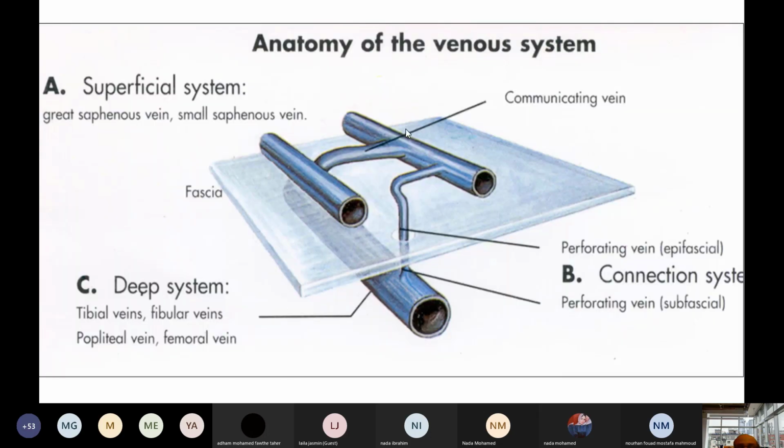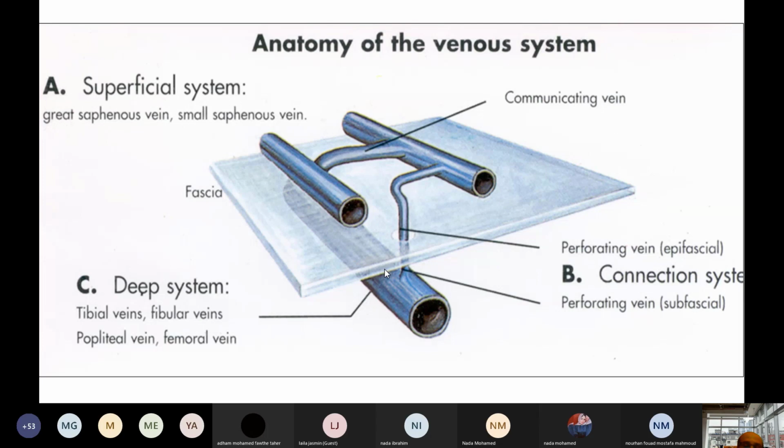This is the simple anatomy of the venous system. The venous system is composed of two systems, a deep system and a superficial system. To differentiate between both systems, we differentiate by a fascia. The structure which is superficial to the fascia and nearer to the skin is called a superficial system. And superficial system include the great saphenous vein, small saphenous vein, and any communicators between them. The great saphenous and short saphenous could be connected together by communicating veins.